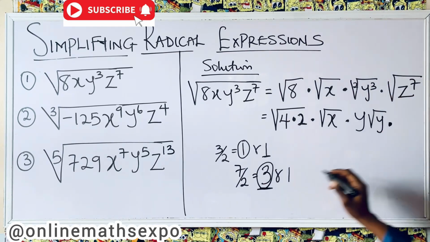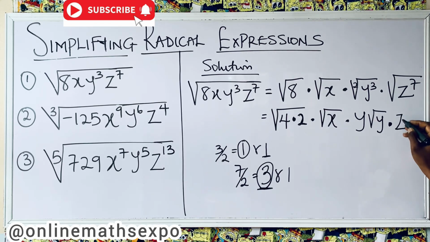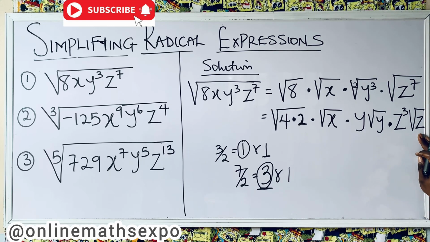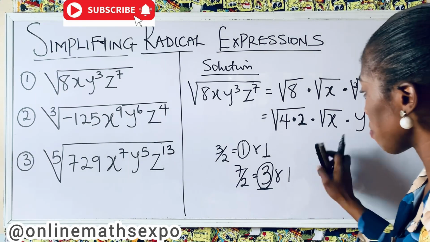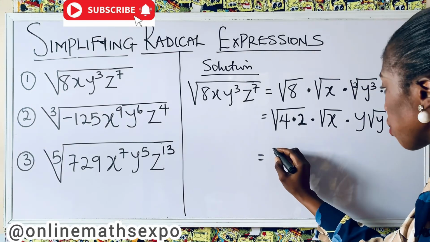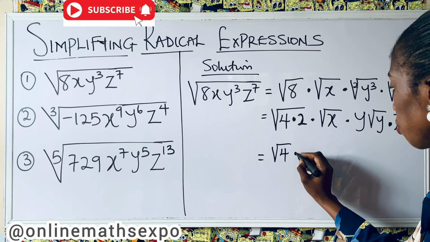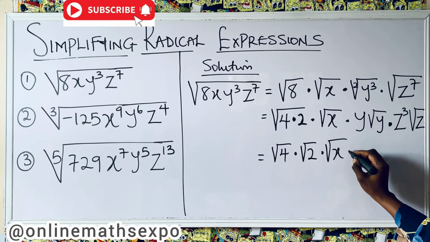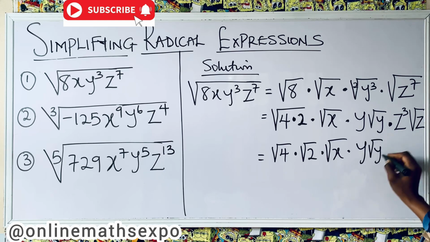This one here, you are going to bring z raised to power 3 out. I hope this is clear. So bring this out, and 1 will remain in the root. Did you see that? Now at this point, you are going to simplify to have the square root of 4 multiply root 2 multiply root x multiply y root y multiply z cubed root z.